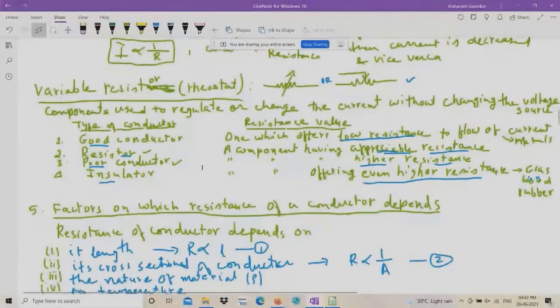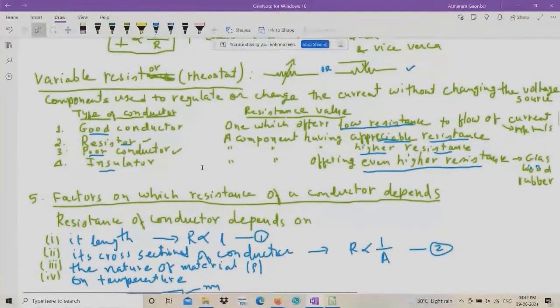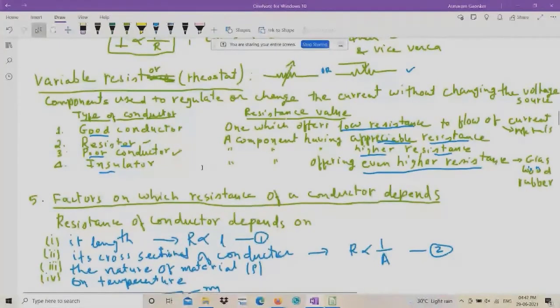And now we will understand what are the factors on which the resistance of a conductor depends. Here you have to just remember these four factors on which the resistance of a conductor depends. This is very important in solving the problems as well as answering the theory questions. So the resistance of a conductor depends first on its length, and resistance is directly proportional to the length. Suppose length is double, resistance will get double. If length is made 4 times, resistance also will become 4 times.